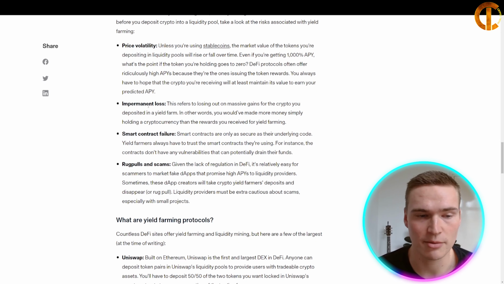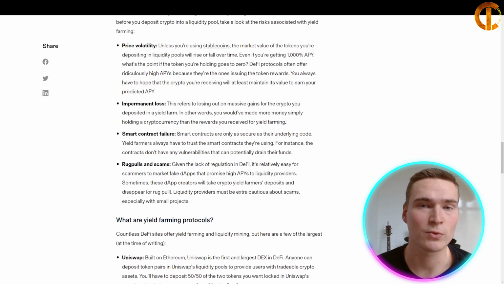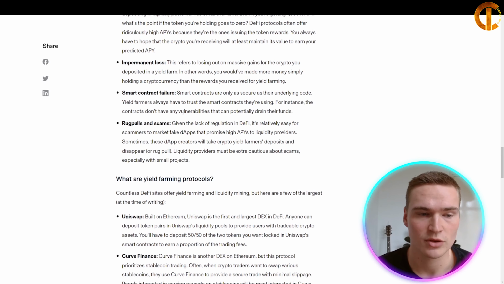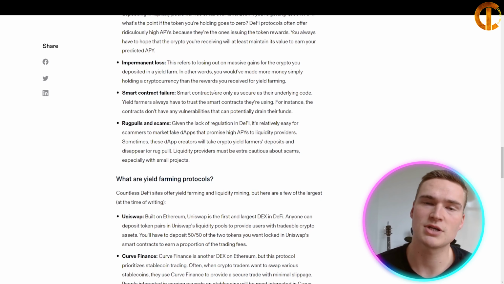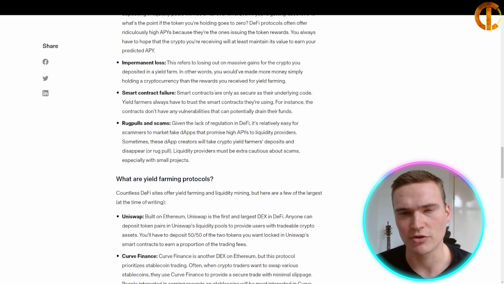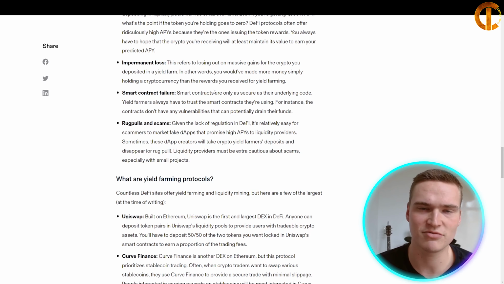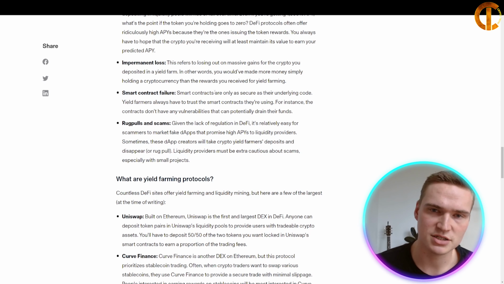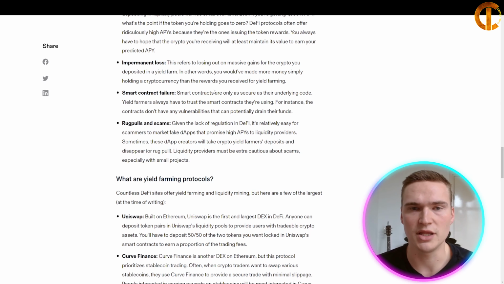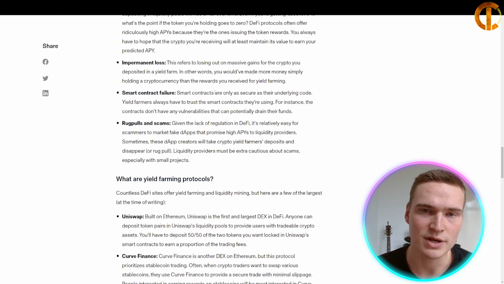Apart from that, you also have impermanent loss. And this basically means losing out on massive gains for the crypto you deposited into a yield farm. So sometimes you could have made more money by simply holding a cryptocurrency than with the rewards you received for yield farming. You also have smart contract failure. Sometimes smart contracts, usually with all of the big decentralized platforms and DeFi platforms, they're good enough. But if you're providing liquidity on some newer DeFi platforms, there is the risk that the smart contract just fails and you will lose your money to a hacker or someone like that.